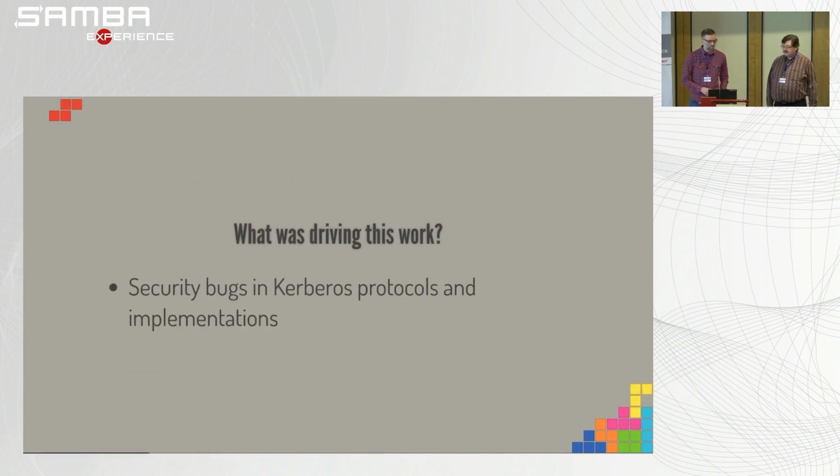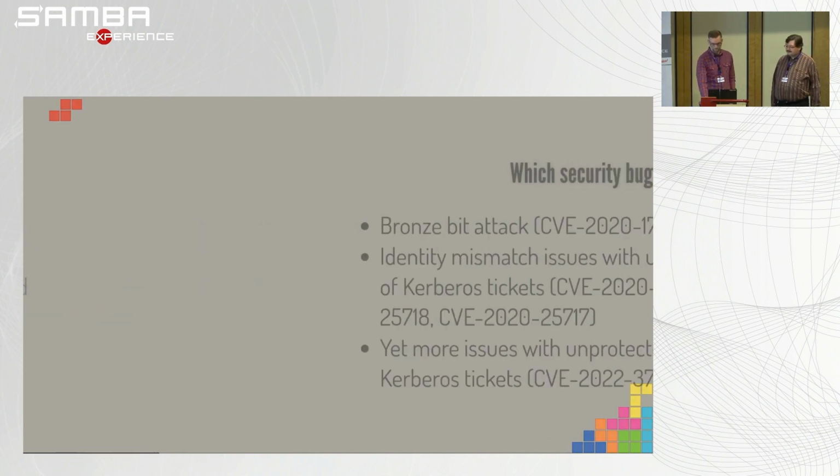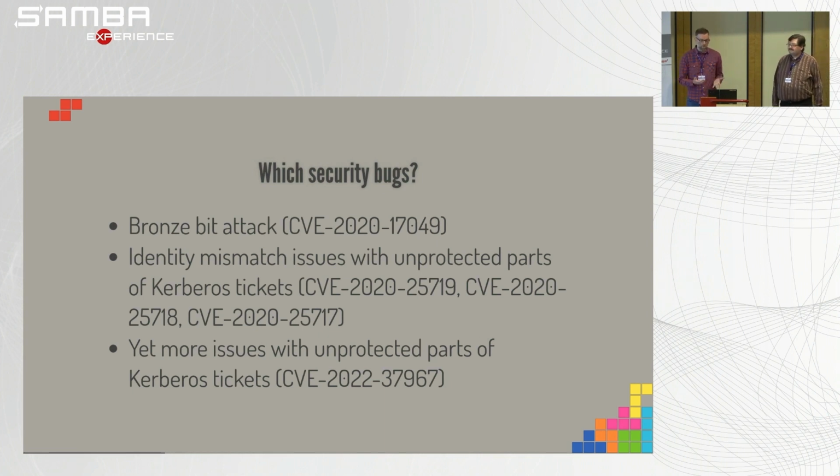And the reason for that was not entirely obvious. It's fixing security bugs for more than 5 years with the span of these bugs across, believe it or not, the whole industry. Here's the story. Yeah, so what was driving all of this work we talked about before, like resource-based constrained delegation, was security bugs in Kerberos protocols and implementations. So which security bugs are they? One is known as the Bronze Bit attack, but also we had several identity mismatches with unprotected parts of Kerberos tickets, and yet more of them, and we will go into details about them in the next slides, but maybe you already heard them last year.